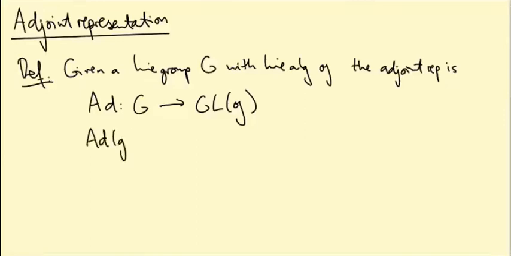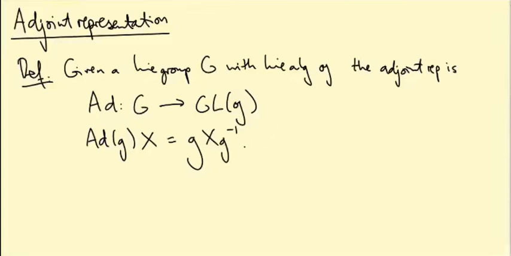Ad of a group element g is going to act on an element of the Lie algebra, say X, and produce for us another element of the Lie algebra, and that's going to be gXg inverse. So this is a bit of a funny way of writing it. I'm not writing it as a matrix, I'm writing it as a linear map. Ad g sends X to gXg inverse. So you can check this is a representation, and it makes sense for any G.